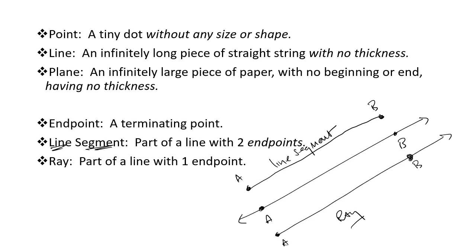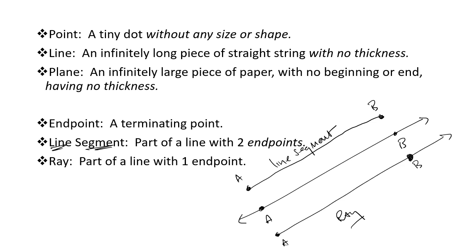Now, if I were to do using B as the endpoint and continuing through A, that's still a ray. So a ray just has to have one endpoint, and in this case, we chose A to be the endpoint, but we could have chosen B to be the endpoint. It doesn't really change anything.